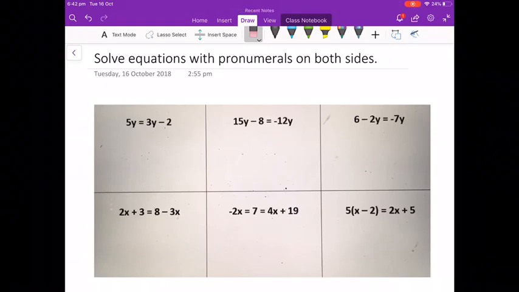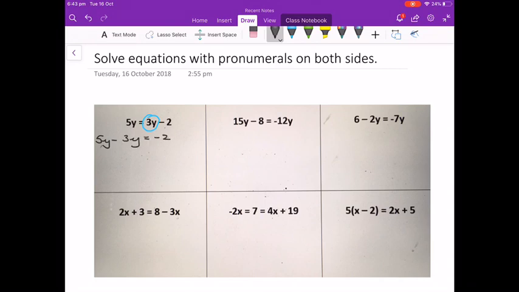Okay, today we're looking at solving equations with pronumerals on both sides. So we have an equation here that says 5y equals 3y take 2. What I'm going to do is start with taking that positive 3y over to the other side. So 5y take 3y equals negative 2.